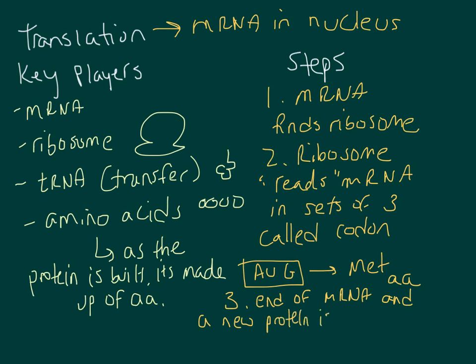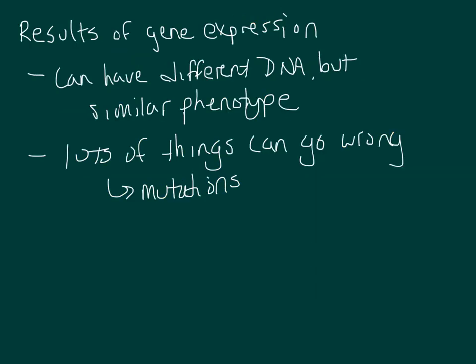If you're interested in this kind of stuff, this is the kind of topics you would hit on in AP Bio. The idea is that the ribosome reads the mRNA and then leads to a new protein being released that can then affect your phenotype. So kind of what are the results of gene expression? We know that you can have different DNA but similar phenotype. This has to do with the genetic code.